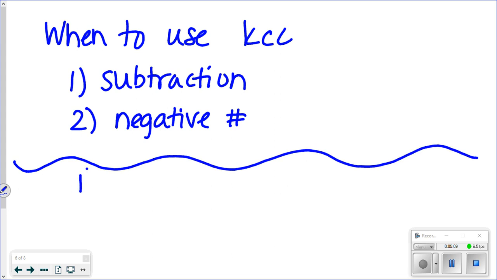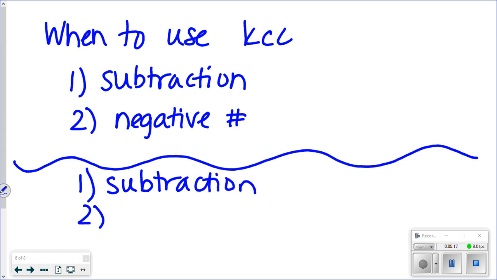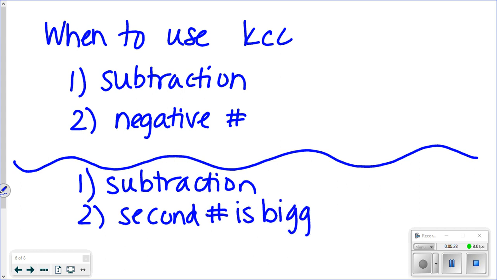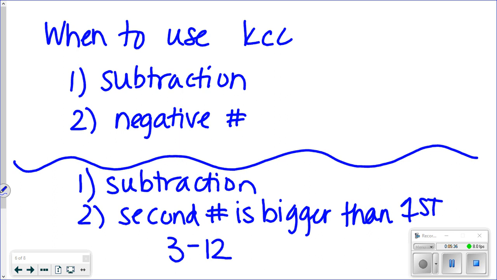Here's the other exception. You have to have subtraction again. Okay? And the second thing is if the second number is bigger than the first. For example, if I have 3 minus 12, this is the time I could use keep, change, change. I have subtraction, and then my second number is bigger than the first. This is the time I could use it.